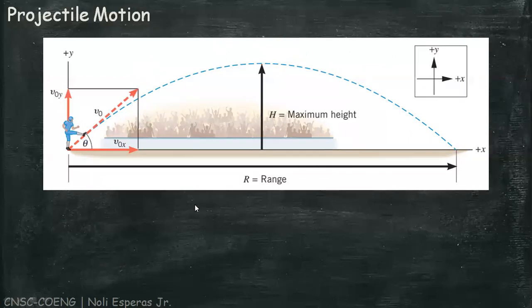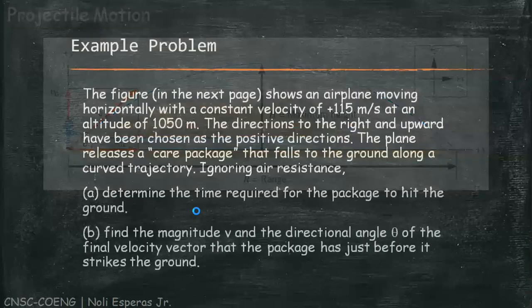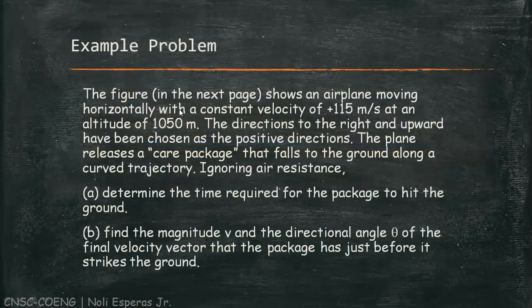So to understand more about velocity in projectile motion, let's have an example here. In the figure on the next slide, an airplane is moving horizontally with a constant velocity of 150 meters per second at an altitude of 1,050 meters. The direction to the right and upward have been chosen as the positive direction. So take notice, direction to the right and upward have been chosen as positive.